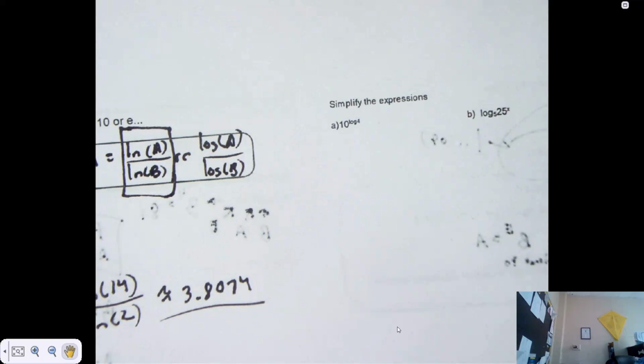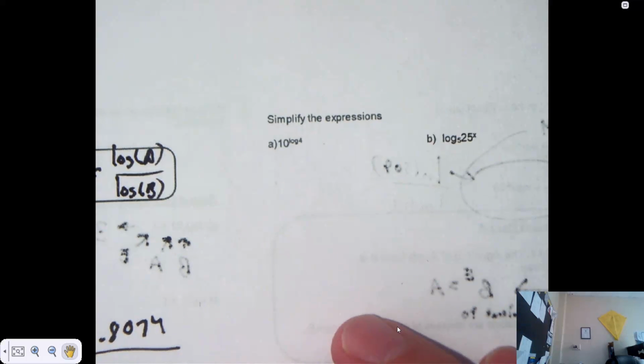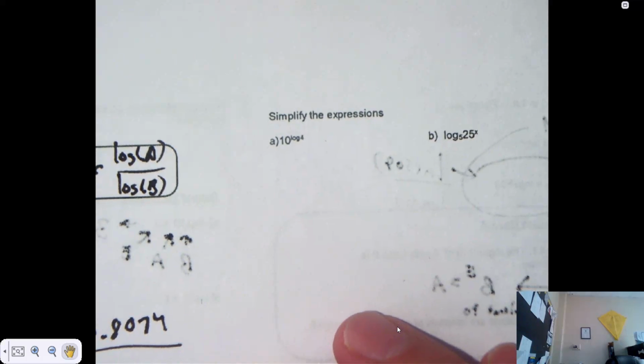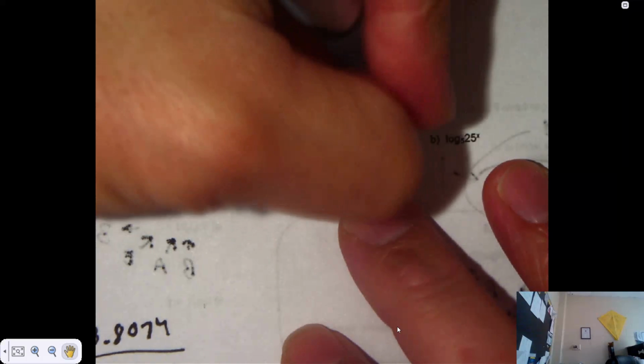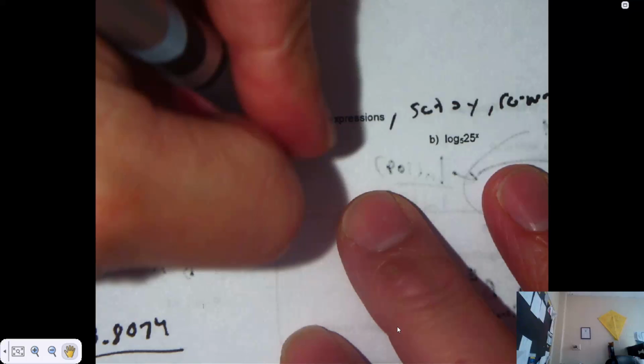What do we got next? Some simplification? Oh yeah, this is the easy day on logarithms. Although this part is not too easy. Simplify the following expressions. 10 raised to the log of 4. What we're going to do is set it equal to y, and then we're going to probably rewrite. So I'm going to say that equals y.